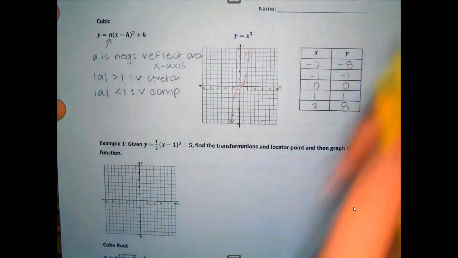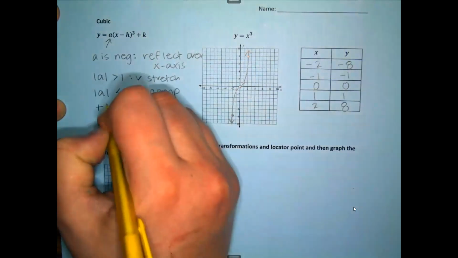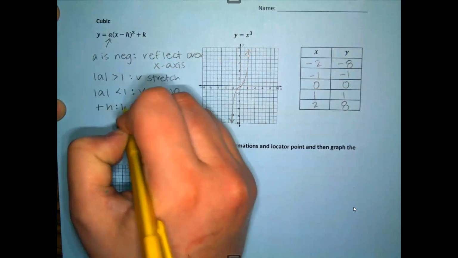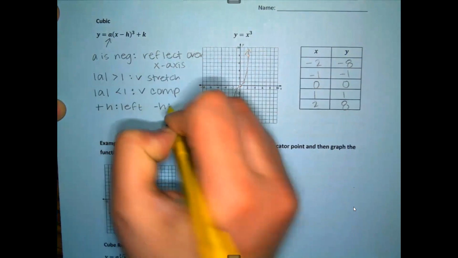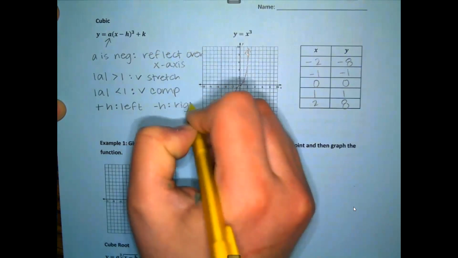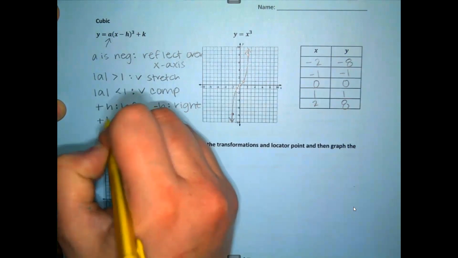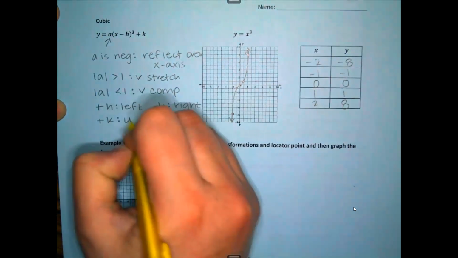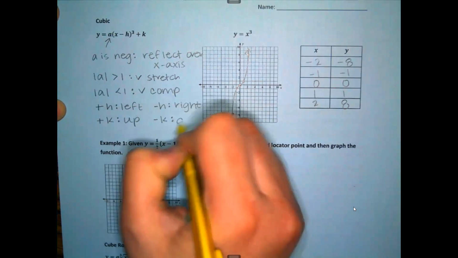The inside of the function, those H values tell us if the graph is moving to the left or right. So a positive H tells us that the graph is moving to the left. A negative H tells us that the graph is moving to the right. And then on the end, the K value still means what we remember. So a positive K means the graph has been shifted up. A negative K means the graph has been shifted down.